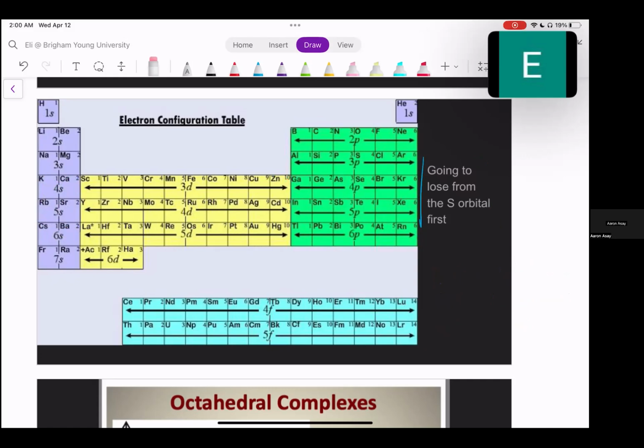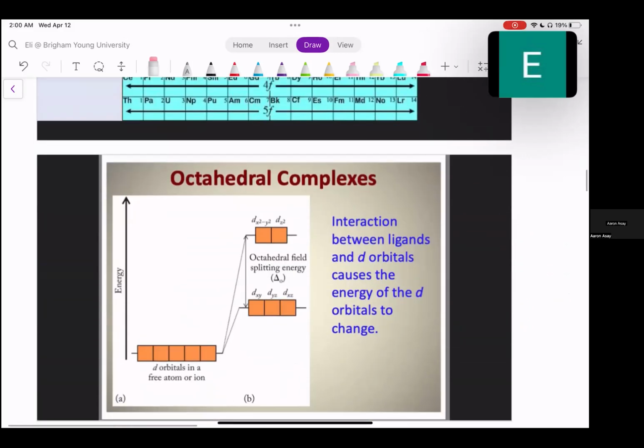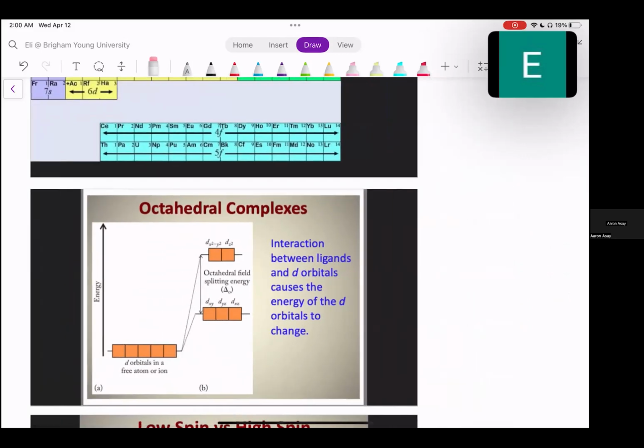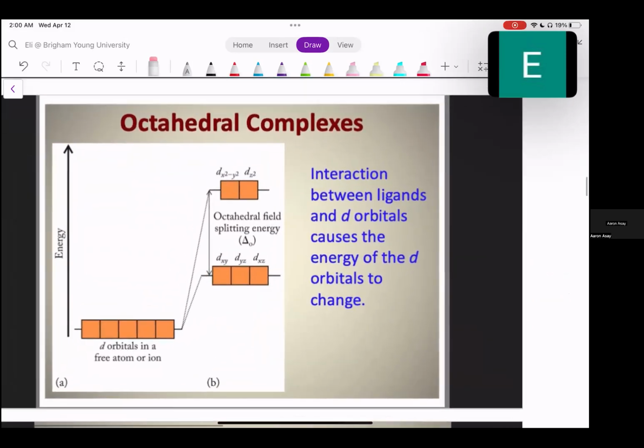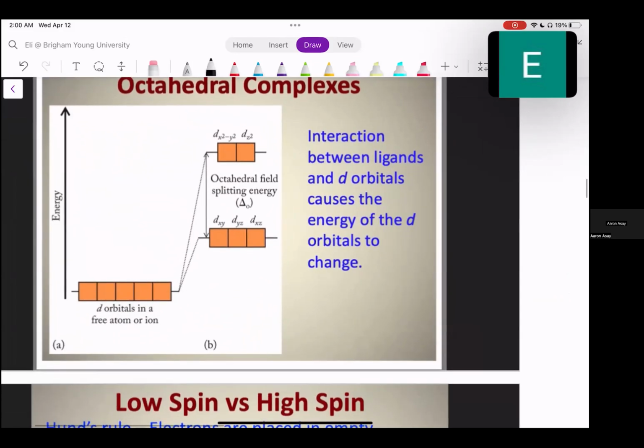Now, why is that important? Why does it matter how many d electrons it has? Well, what's going to happen is when it coordinates with something, it does what's called splitting. It's going to share those electrons with its ligands in different formations depending on the shape that it's in. For example, the octahedral field splitting is going to be something like this, right?